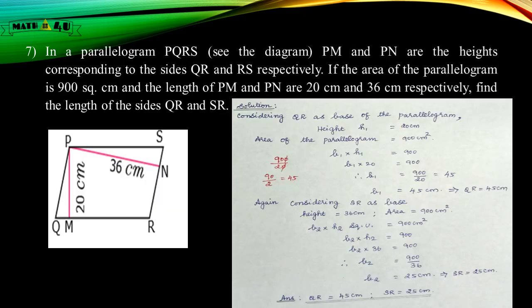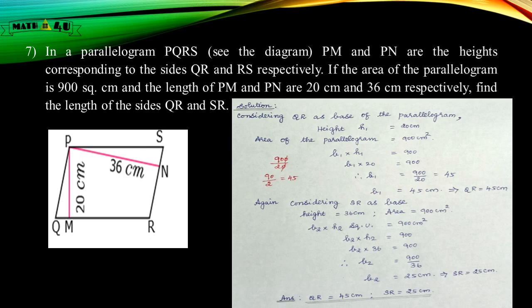In a parallelogram PQRS, PM and PN are the heights corresponding to the sides QR and RS respectively. If the area of the parallelogram is 900 square centimeter and the lengths of PM and PN are 20 centimeter and 36 centimeter respectively, find the length of the sides QR and SR.